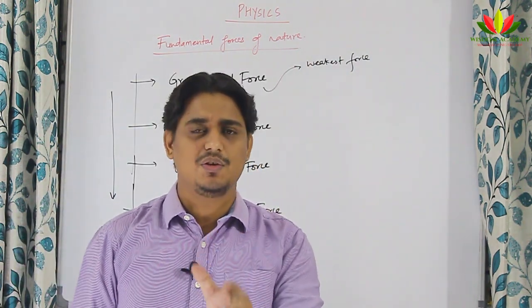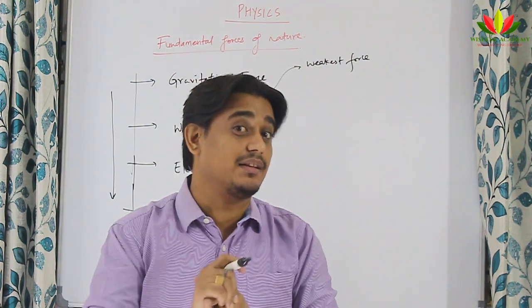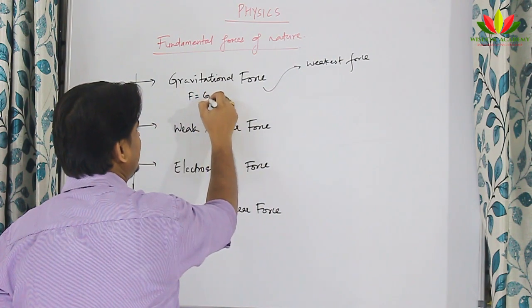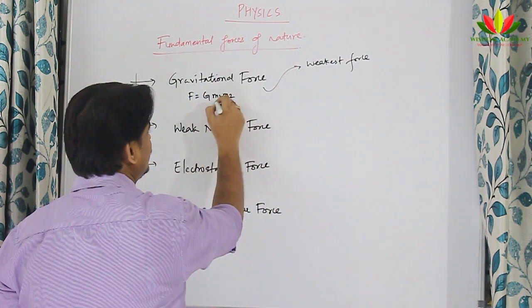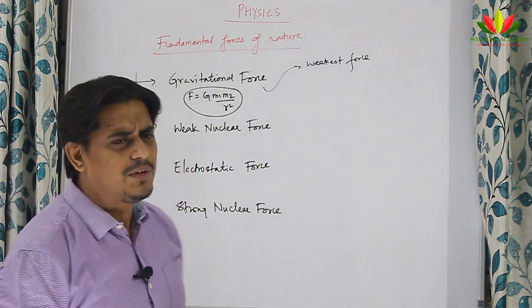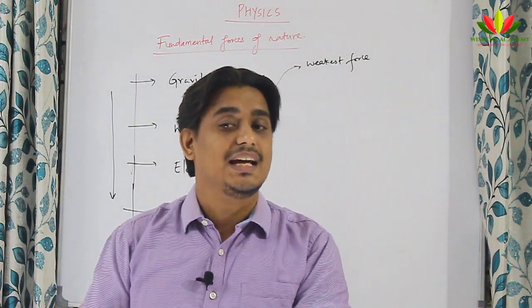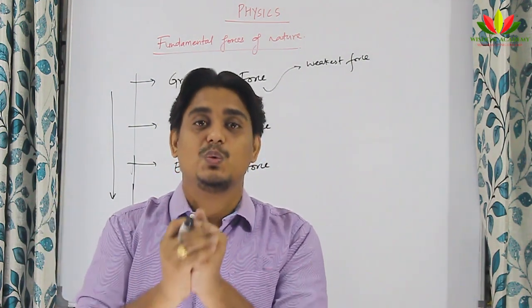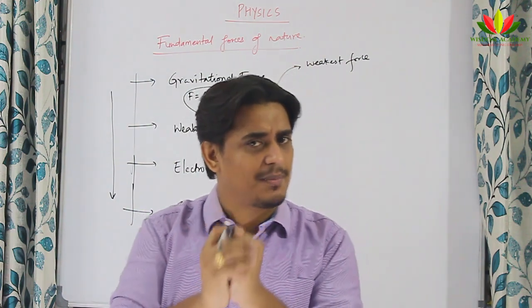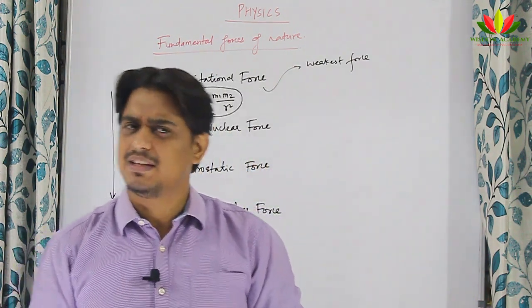Suppose, first of all, you would have learned about gravitational force in your 9th standard itself, and there you would have learned the formula of gravitational force as F is equal to G m1 m2 by r square. And there they would have told you that every two bodies in the universe attract each other with a force that is directly proportional to the product of their masses and inversely proportional to the square of the distance between them.